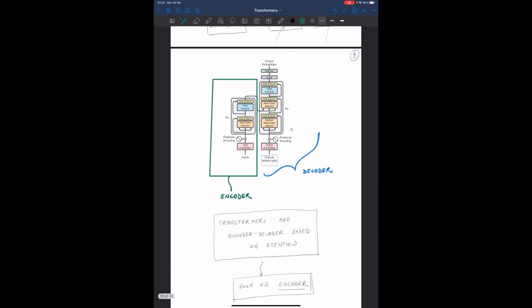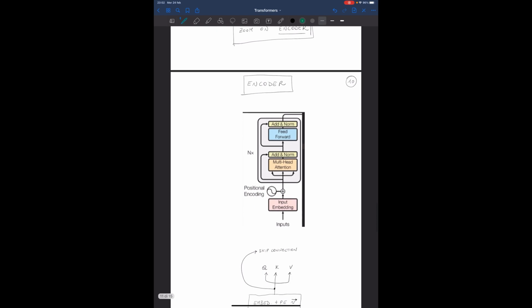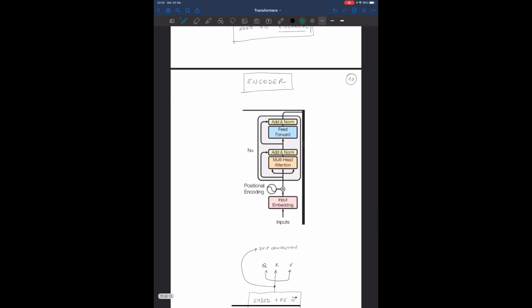So basically it's the same architecture again. I'm taking this green block here, and I am making basically a zoom on the encoder part. So we have described already this part, the input embedding, the positional embedding. Now notice that we have three arrows in this part, and they represent query, key, and value of the attention mechanism. And then we have also what is called a skip connection, in the sense that query, key, and values are used to compute this multi-head attention. But also there is a skip connection that I will describe later.